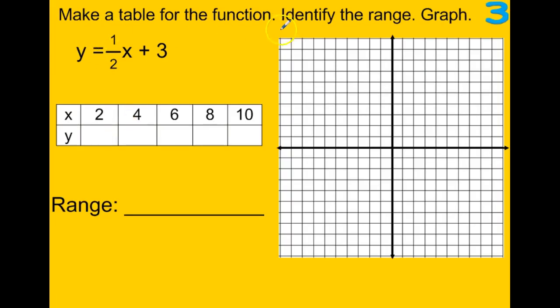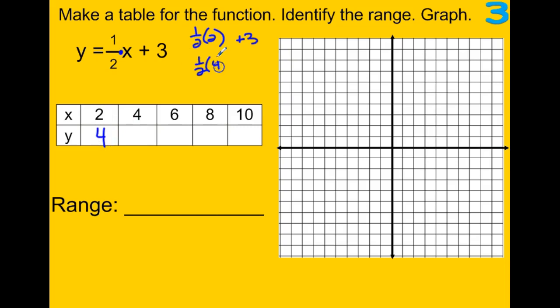This next one says make a table for the function, identify the range, and graph it. So here they already told us what to plug in for x. We're going to plug that in here, and it's touching, so that's multiply. So first we're going to plug in a 2. 1/2 times 2, and then add 3. Well, half of 2 is 1, so 1 plus 3 is 4.